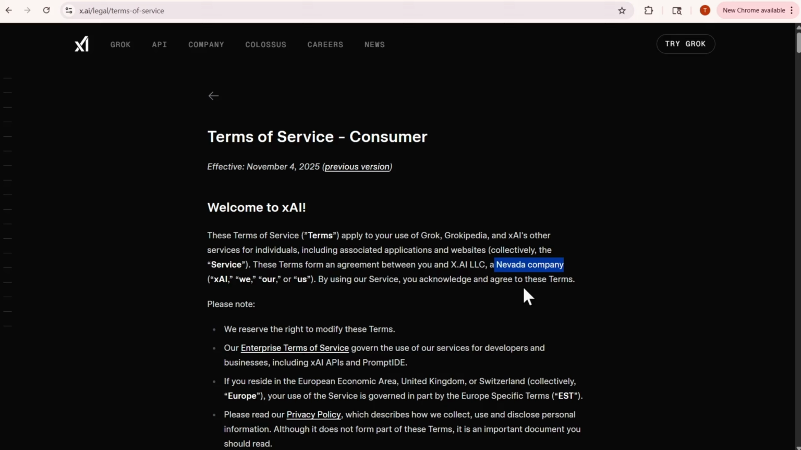If you're providing products and services outside of Nevada, you need to look at the data protection laws in those geographies. That's very important, and we'll probably see some of that in this terms of service. The other thing I want to say is that this is effective November 4th, 2025.